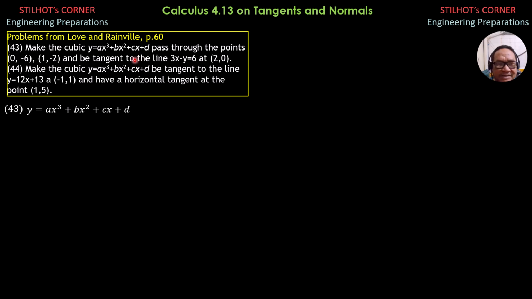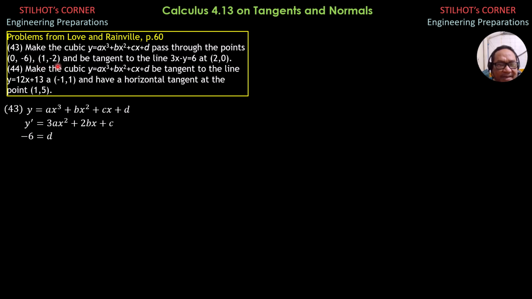So first, let's substitute (0, -6). So negative 6 equals a times 0 cubed plus b times 0 squared plus c times 0 plus d. By the way, the derivative y prime for the slope is y prime equals 3a x squared plus 2bx plus c. So let's substitute the first point, (0, -6). Everything here will be 0, so that means negative 6 equals d. So d equals negative 6.